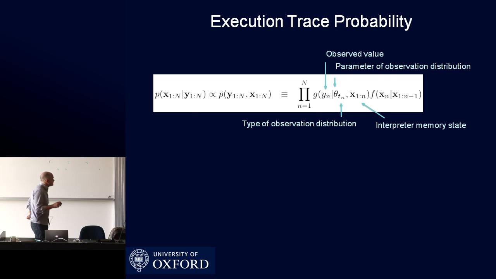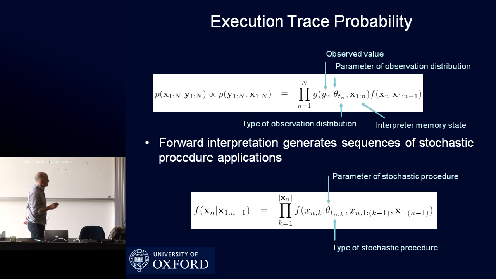Okay, so what's this f function? This f function is pretty complicated in the probabilistic programming context. The f function basically stands in for the forward interpretation of the probabilistic program. Forward interpretation, i.e. executing everything necessary in order to get to the nth observation, generates sequences of stochastic procedure applications. Okay? And so f of xn given x1 to n minus 1 is the product of however many stochastic procedure applications are necessary, are encountered, given whatever choices and branches and whatever the execution of the program takes, of the probability of x in k. So now we have a subindex. This is a little bit confusing.